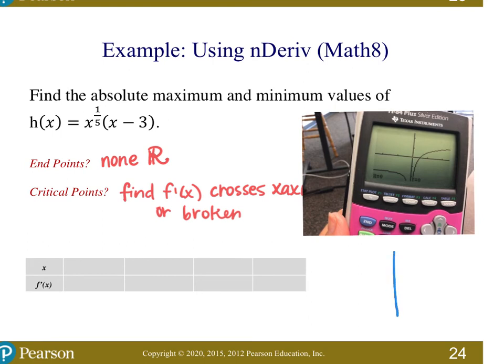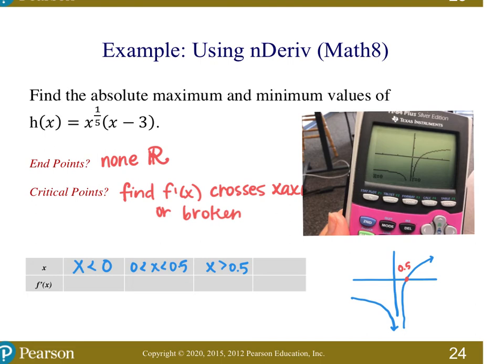All right, so a quick sketch of what I see here. I see it coming down and being broken, and then coming back up and then crossing the x-axis. So that broken place is at 0, so I'm going to set up x less than 0. And then where does that cross the x-axis? So I'm going to do a second trace to find out that value. All right, turns out by second trace that it ends up crossing at 0.5. So then we've got from 0 to 0.5 and then greater than 0.5.